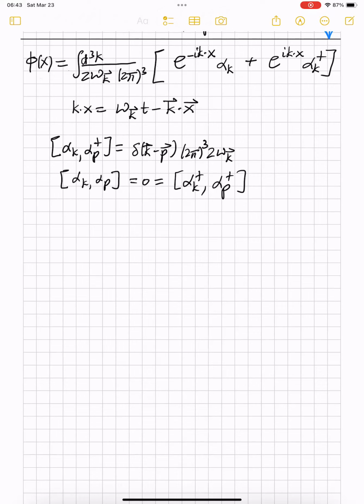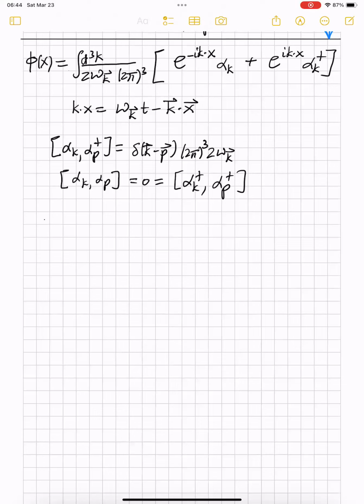And I want to show you now that it does obey a field equation, okay? So what equation does our field obey? Well, I want to start off by taking a derivative with respect to time of our field φ(x). Now, if I take a derivative with respect to time, where is that derivative going to act? Well, that derivative will act on the exponential e to the minus i k dot x and on the exponential e to the i k dot x.